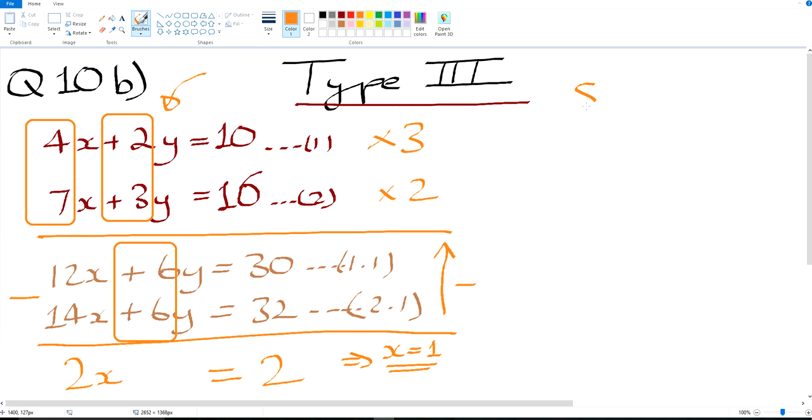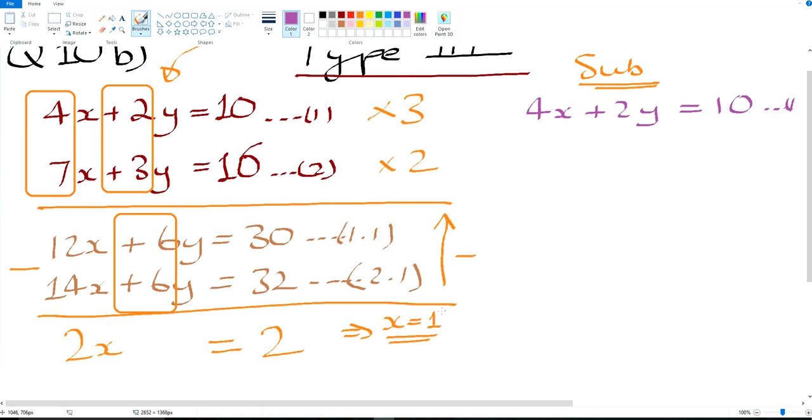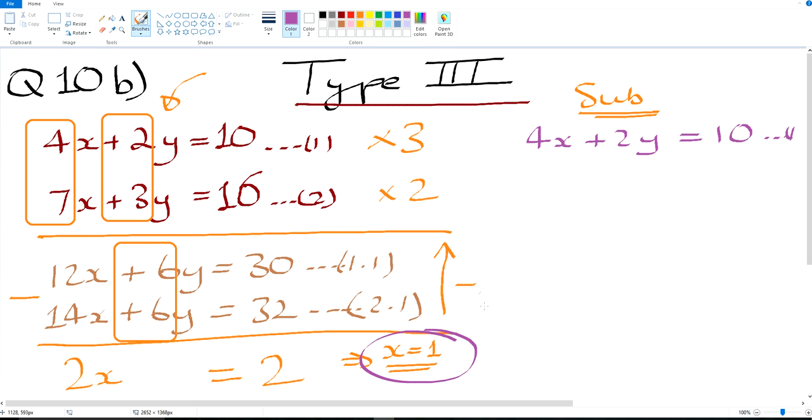Now here comes the next part. We have to do the subbing part. Okay, substitution. So we've got to choose one of the equations. I can pick, for example, the first one. So we have our 4x add 2y equals 10. That's equation number 1. We're going to grab the x equals 1, go back up here, and put it into here. Substitute it. So we have 4 times by 1 plus 2y equals 10. 4 times by 1 is 4.